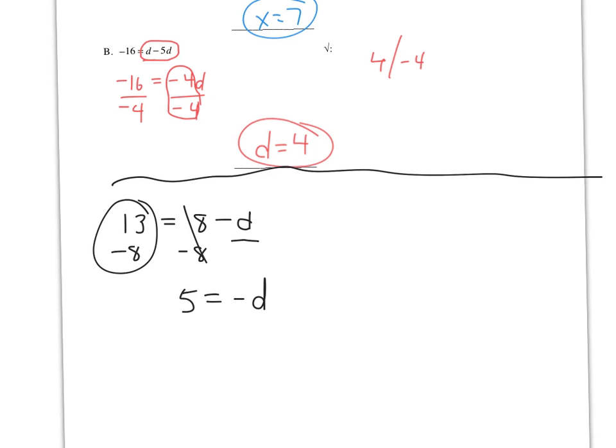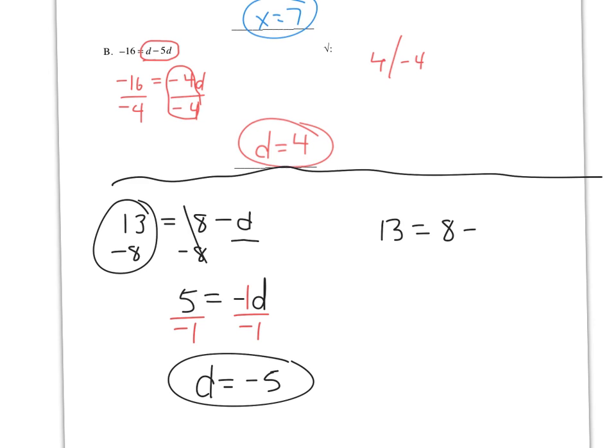There's an invisible 1 here, so we're going to divide by negative 1 and divide by negative 1, and then we're going to write our answer as D is equal to 5 divided by negative 1, which is negative 5. So if I check, 13 is equal to 8 minus a negative 5. What happens when I have two negatives side by side like this? They become a plus. Is 13 equal to 8 plus 5? Yeah. Check. It worked.